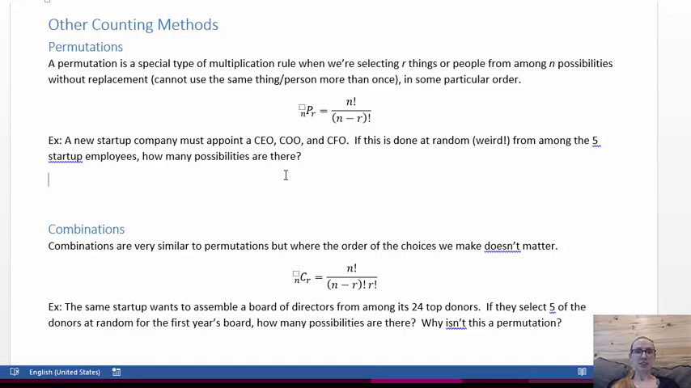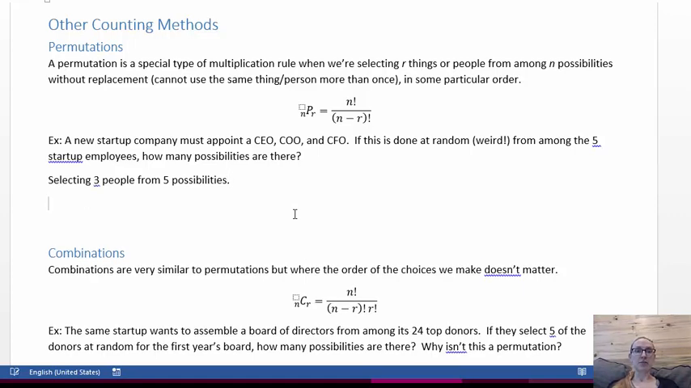In this context, they're selecting 3 people from 5 possibilities. And we're putting those people in a particular order because we want one of them to be CEO, one COO, and one CFO. So that order is important. We'll see combinations are very similar to permutations, but in that case, we don't take into account the order. So in this case, our n value would be 5, and our r value would be 3.